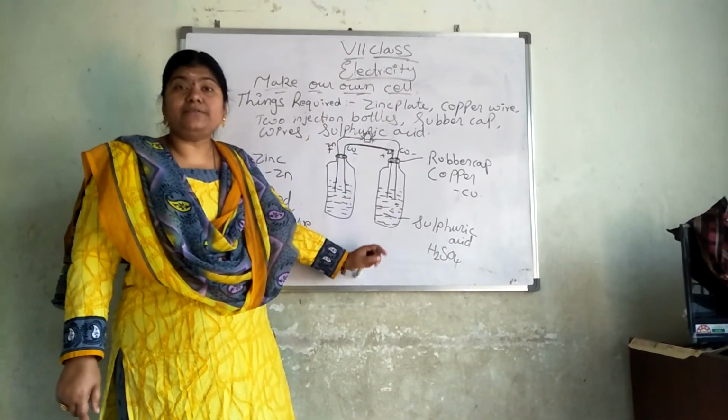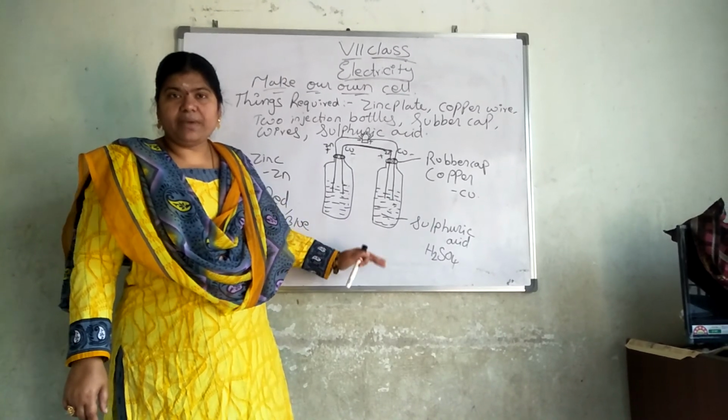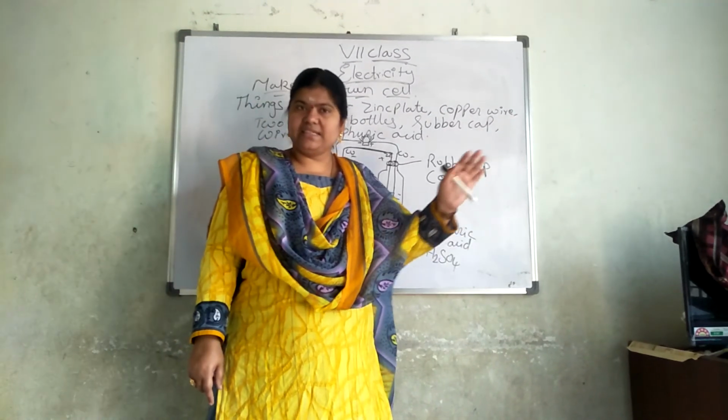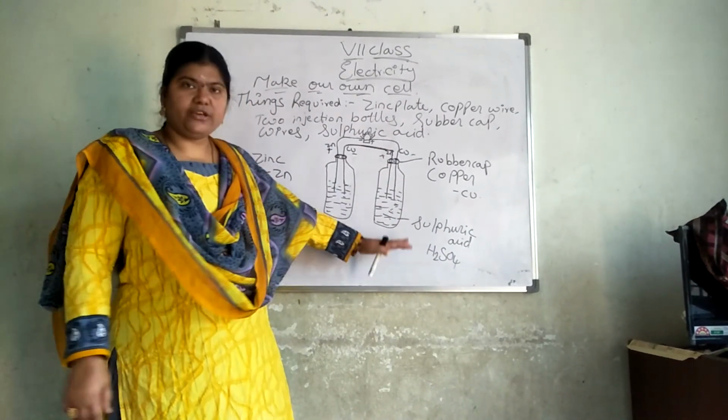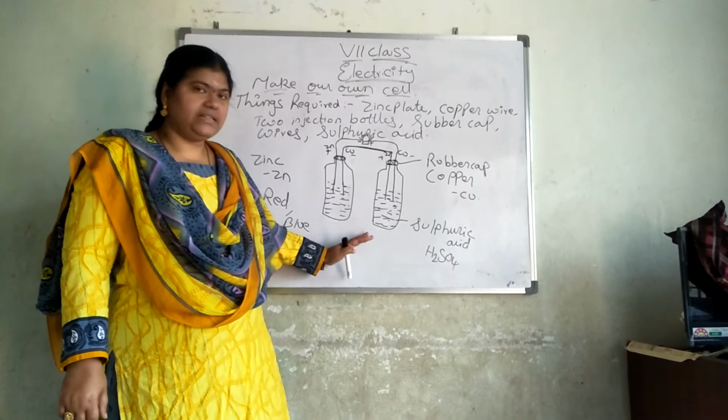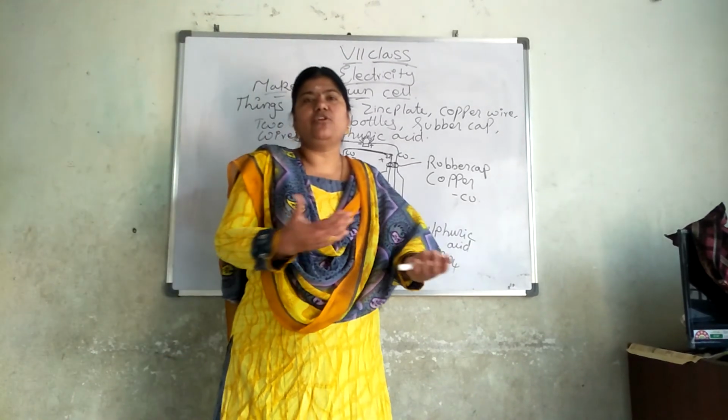This is an 8 marks answer. How can we make our own cell? That is the aim. What are the things required? Then the diagram. What are the things we are using here, and how are we connecting them? Then how the bulb will glow. This is your own cell.